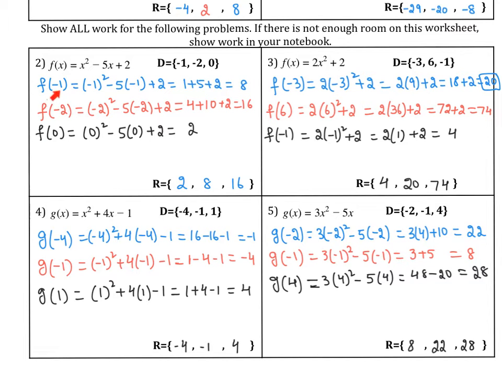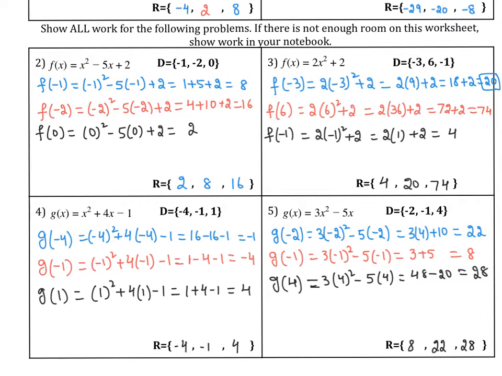That is when you plug it in for -1 is 8. And then when you use negative 2, this is going to be negative 2 squared minus 5 times negative 2 plus 2. You're going to get 4 plus 10 plus 2 equals 16. Then you're going to use 0 for the x value and plug it in for x. You're going to get 0 squared minus 5 times 0 plus 2, and these two terms become 0, and you're going to get the answer as 2. Write it in order from least to biggest. So it's going to be 2, 8, 16.